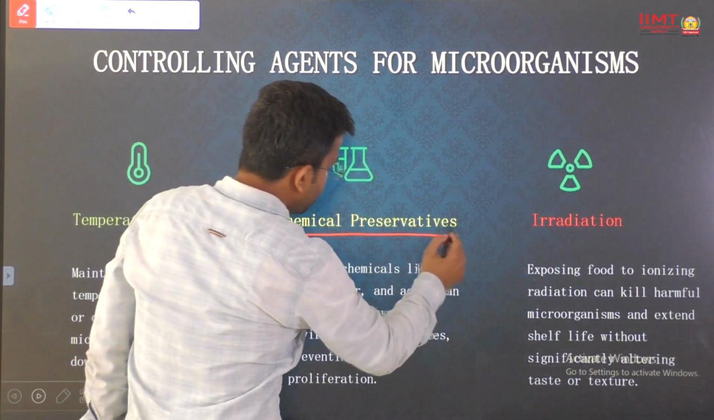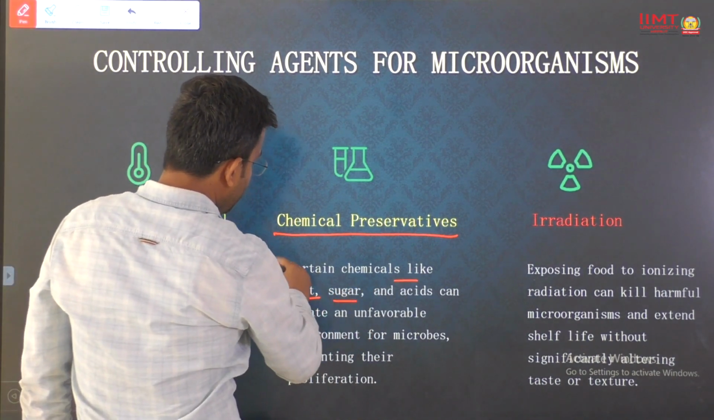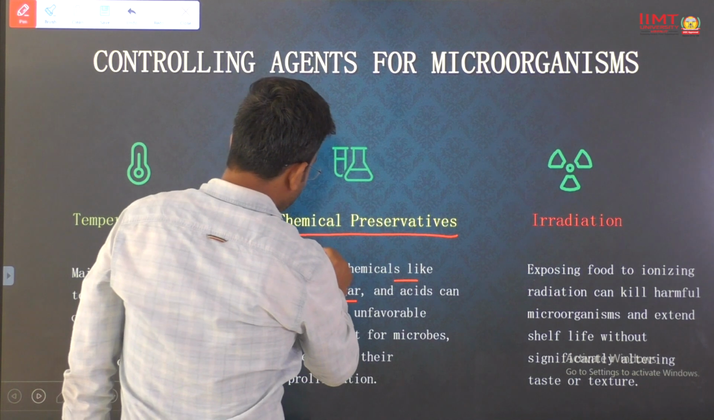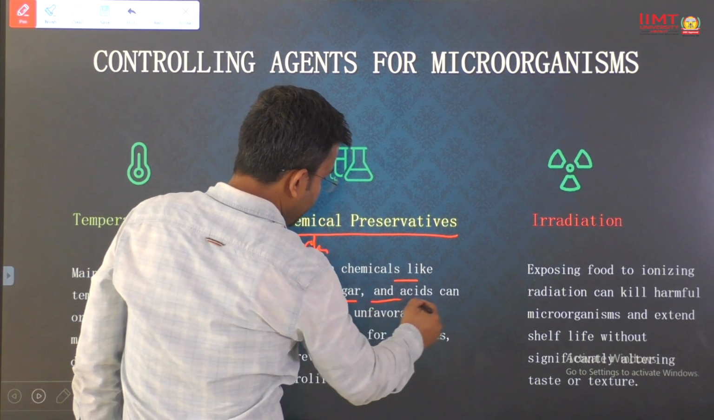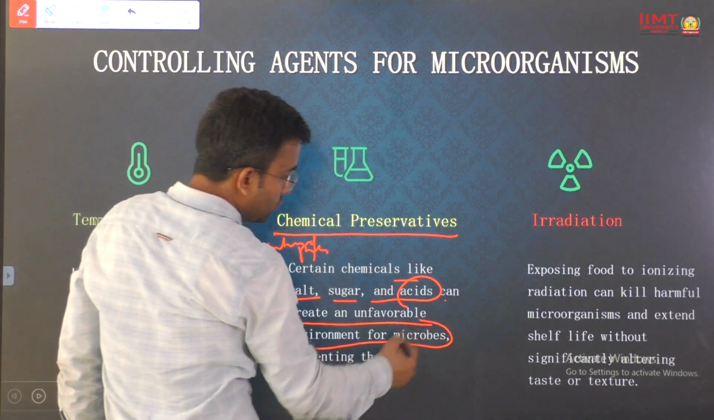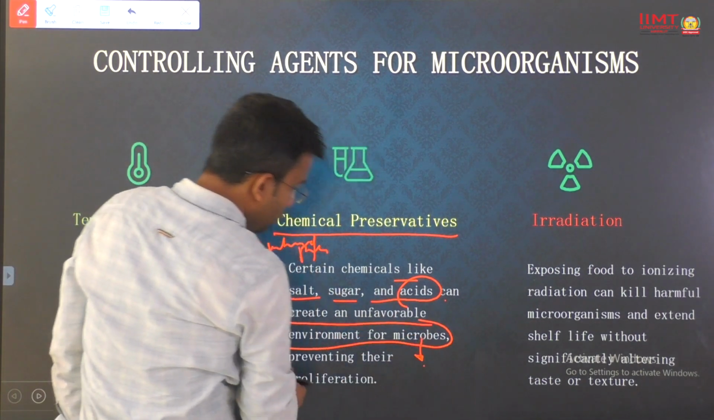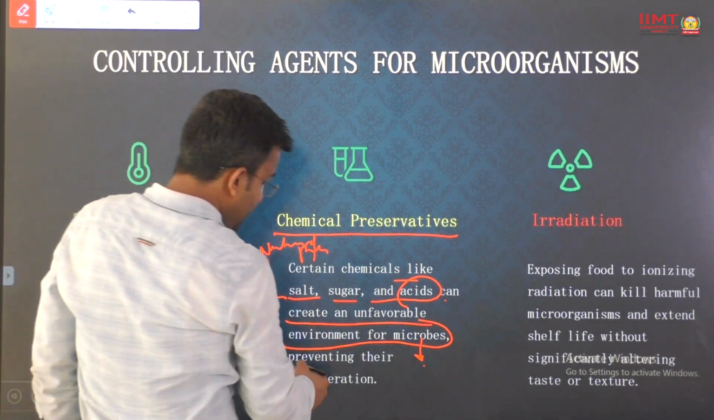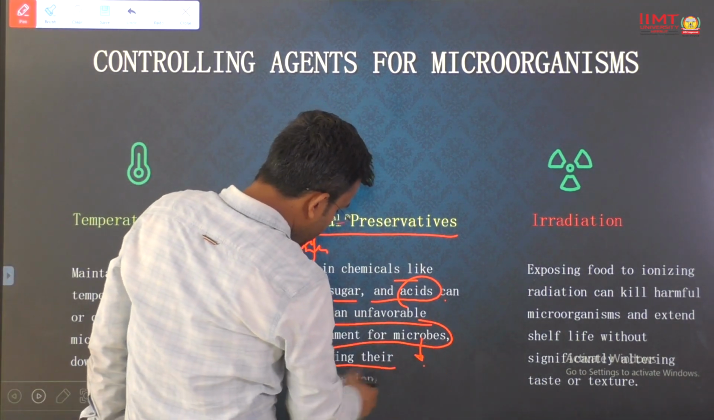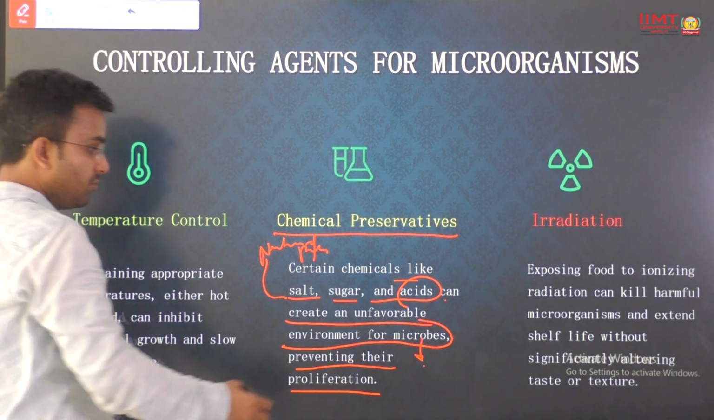And then chemical preservation. Certain chemicals like salt and sugar are all natural preservatives. And acidic conditions can create an unfavorable environment for microbes, because they do not give the favorable condition for microbes to grow easily. So they prevent the food spoilage.